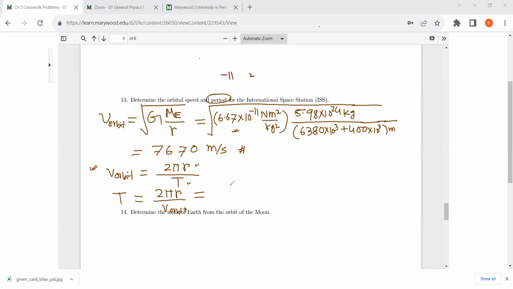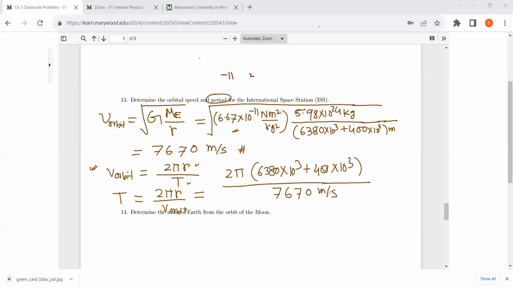All right, so 2 pi r is this 2 pi, but r should be this 6380 times 10 to the power 3 plus 400 times 10 to the power 3. So this is r, and v orbit is 7670 meter per second. If you plug these values into your calculator correctly, it should give you this number, 5389 seconds. If you want to calculate it in minutes, you have to divide it by 60. And I got about 90 minutes.